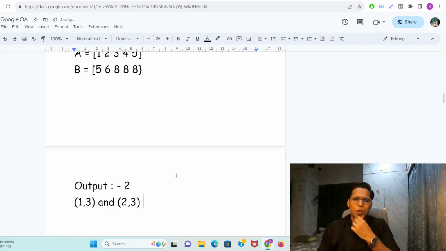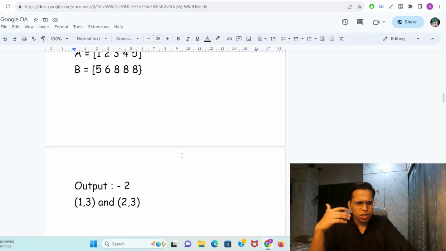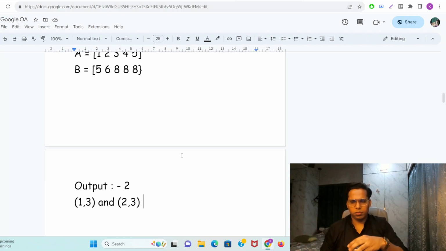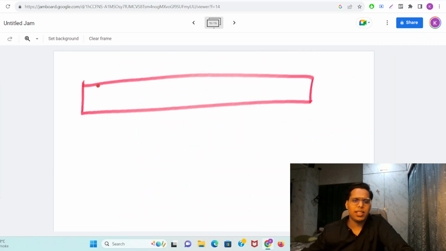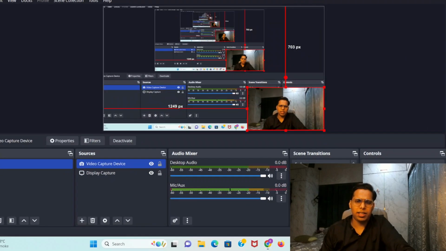So guys, what will be the brute force solution? If you try to think in an organic manner, just imagine what will be the brute force solution. Just try to imagine. I can iterate through all the pairs i comma j using two nested for loops. Okay, it's very easy. So this is my array, right? My array looks something like this, I assume.